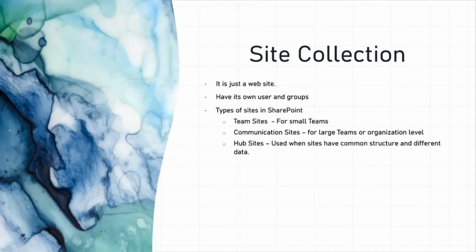And when sites have a common structure but different data, and they should have the same look and feel and the same navigation, then we use a hub site. We create a hub site, and we create other site collections and associate those site collections with the hub site. We will understand this by creating site collections, making a site collection a hub site, associating other site collections to the hub site and seeing how they work.